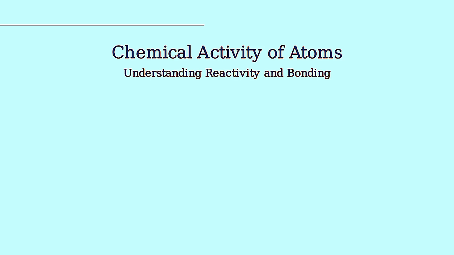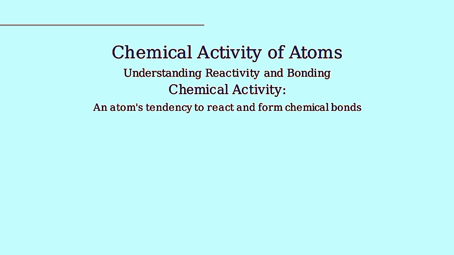Chemical activity is at the core of how matter interacts in our universe. In this video, we'll explore what makes atoms chemically active and the principles that govern their behavior. First, let's understand what we mean by chemical activity. Chemical activity refers to an atom's tendency to react with other atoms to form chemical bonds. This reactivity is fundamental to all chemical reactions that occur in nature and in laboratory settings.